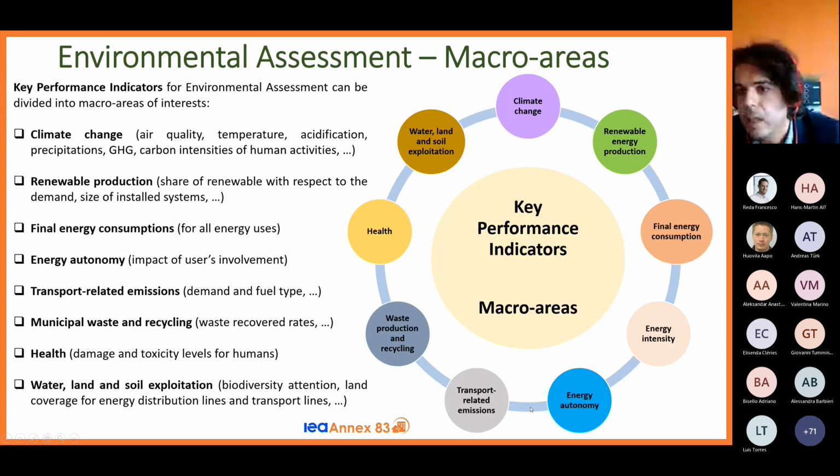If indicators are concerned instead, you can see the most used areas of interest, where performance assessment KPIs are involved, are climate change, renewable energy production, final and also primary energy use, energy autonomy, transport-related emissions, municipal waste, health, and water, land and soil exploitation. And as a consequence of what I just said before, LCA practitioners could recognize most of those.